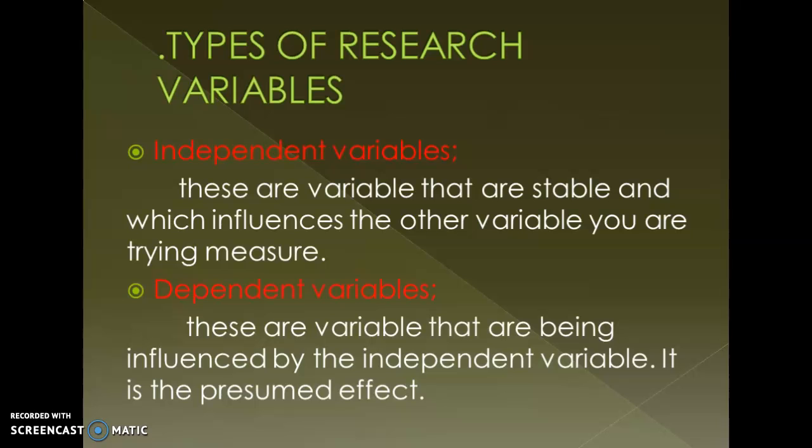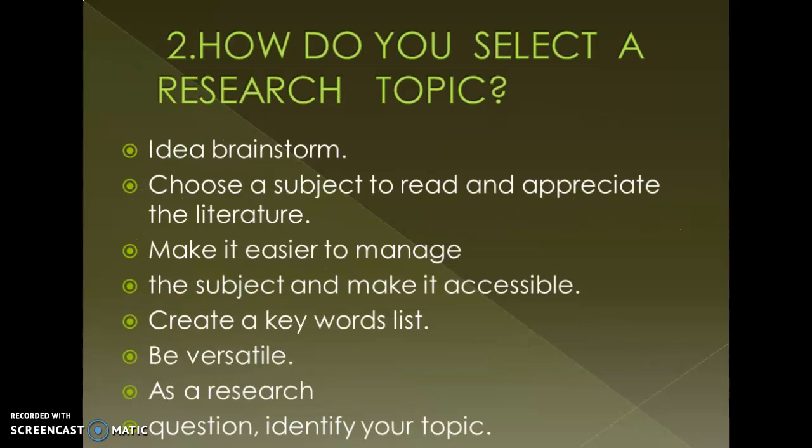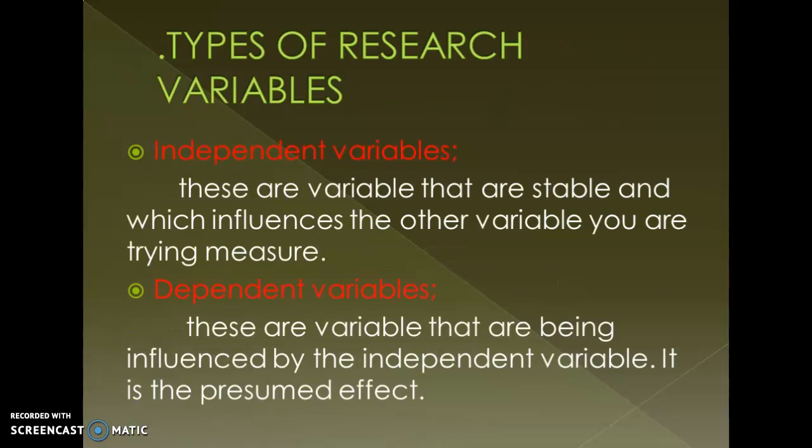Let me give an example. The impact of ICT on the society. ICT is the independent variable because it influences the society, and society is the dependent variable because it is being influenced by ICT.